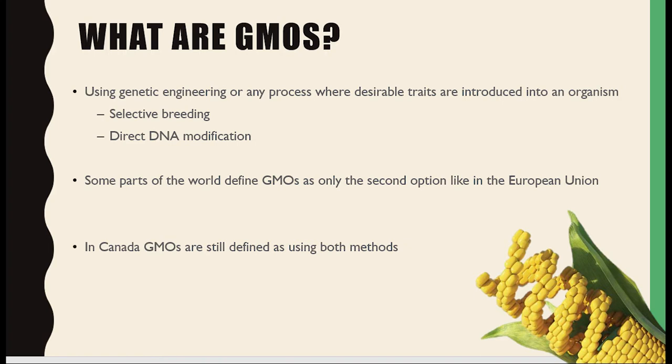Now GMOs are defined as using genetic engineering or really any other process where traits you want are introduced into a specific organism. And this can be done through two methods which we'll soon go over, which is selective breeding and directly modifying the DNA of the organism. Now in some parts of the world, like in Europe, organisms made by selective breeding actually don't count as GMOs, but it's really different depending where you are. But here in Canada, a GMO can be made by both methods.